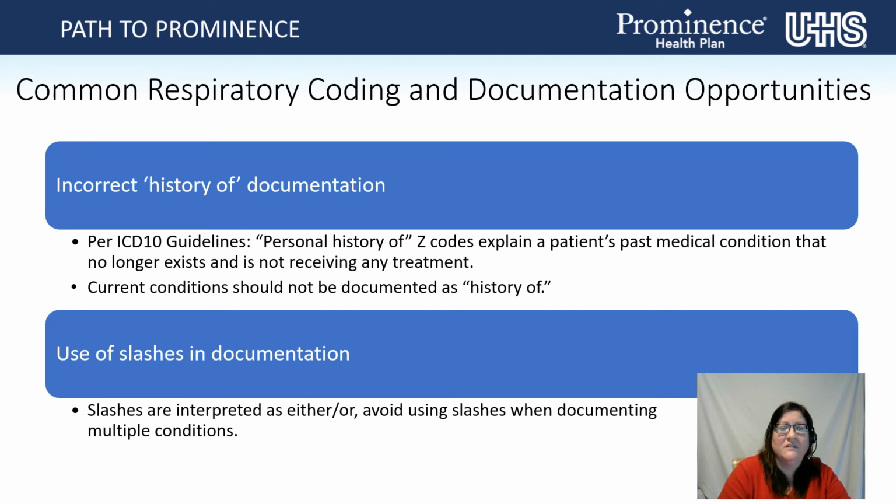And then calling out the use of slashes in documentation, letting you know that slashes are interpreted as either/or. So avoid using slashes when documenting multiple conditions. I know a lot of times when we have patients that have multiple conditions, we like to state in the HPI, patient is here for a follow-up of COPD/diabetes/congestive heart failure/neuropathy. And those slashes are really to be interpreted as either/or. So do your best to avoid using slashes in your documentation.